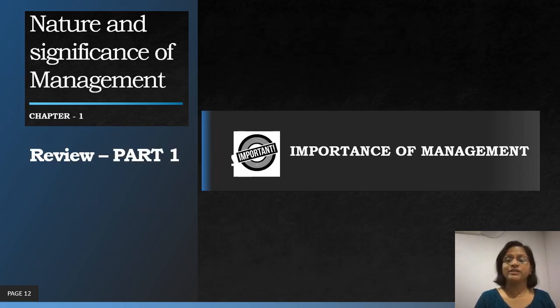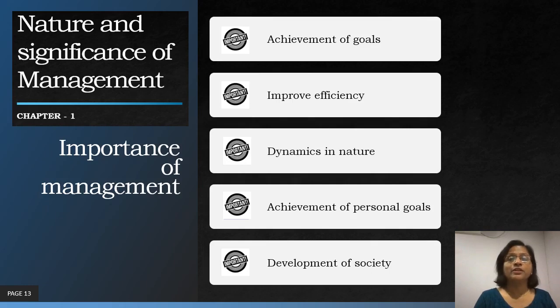Importance of management. It is to achievement of goals, improve efficiency of the workers. It is dynamic in nature, which means that it is adaptable to change, and it also helps in achieving the employees' goals, and not only that, it helps in developing the society.